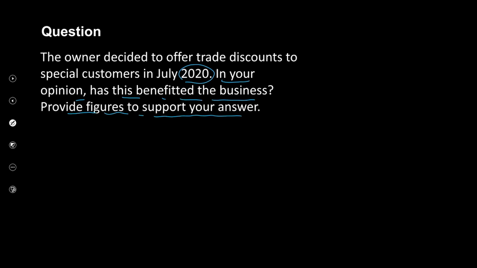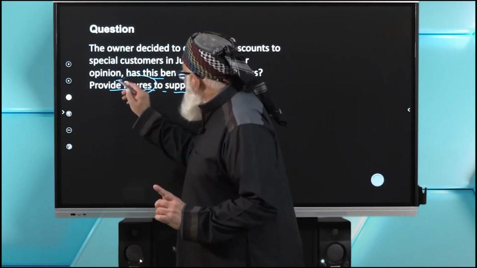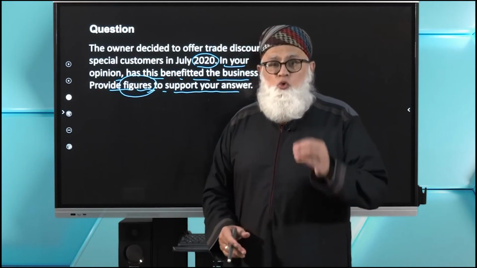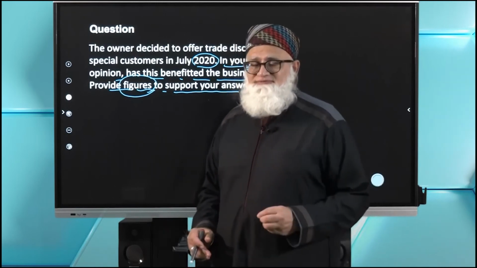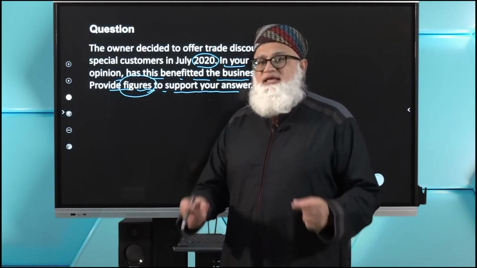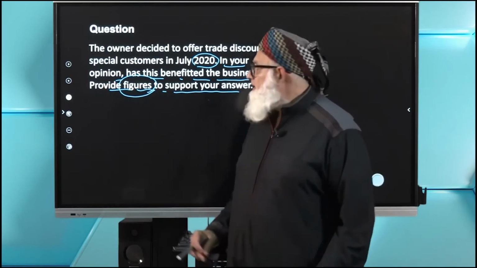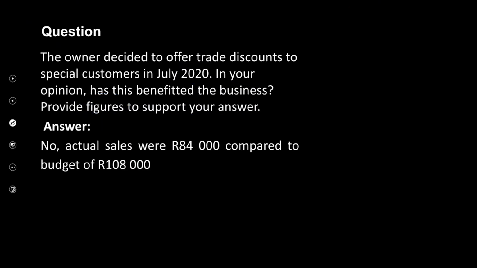What is important, accounting boffins out there? Whenever the question says provide figures, then you have to substantiate your answer with figures from the question. That is important because if you look at marking guidelines, you will see wherever they say provide figures, it indicates to you that marks will be allocated to those figures as well. Okay, so now let's compare. Actual sales were 84,000 compared to the budgeted 108,000.